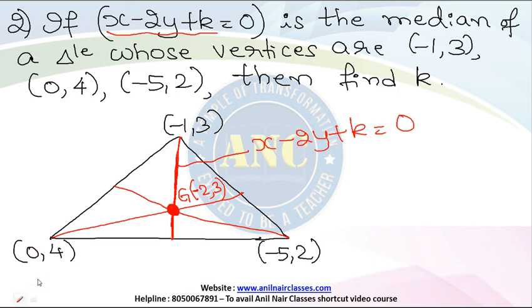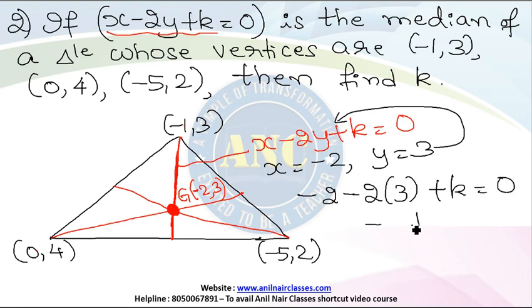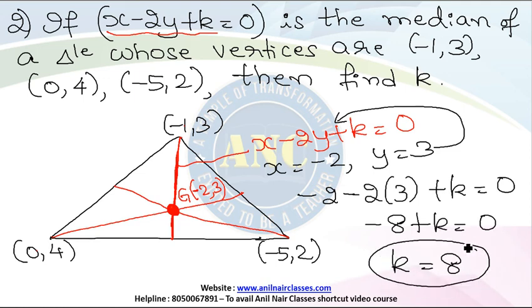That means I can say that because the straight line is passing through the coordinates of that centroid, I can substitute x value as minus 2 and y value as 3 in this median equation, so that it satisfies the equation. X is minus 2 into y is 3 plus k is equal to 0, minus 6 minus 2 is minus 8 plus k is equal to 0. K value should be how much? 8. What is the value of k is the question? The value of k is 8 for this particular question. I believe that these are all very easily understood, sir.